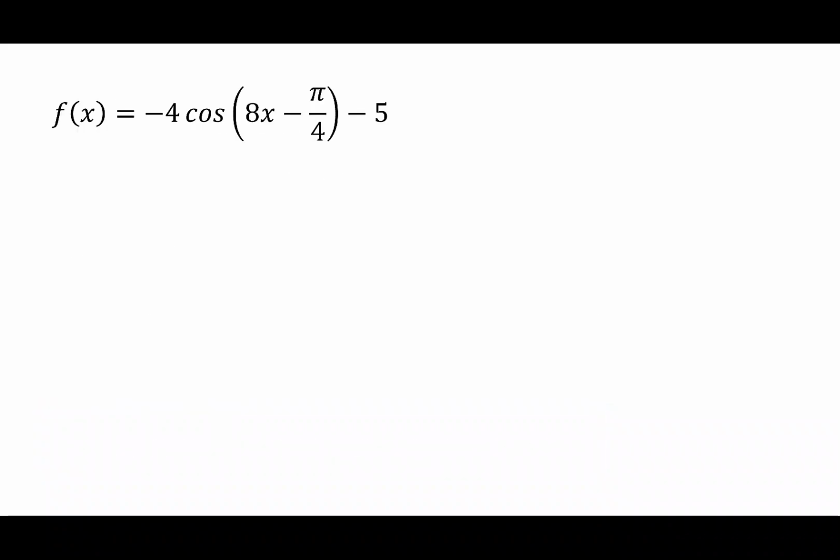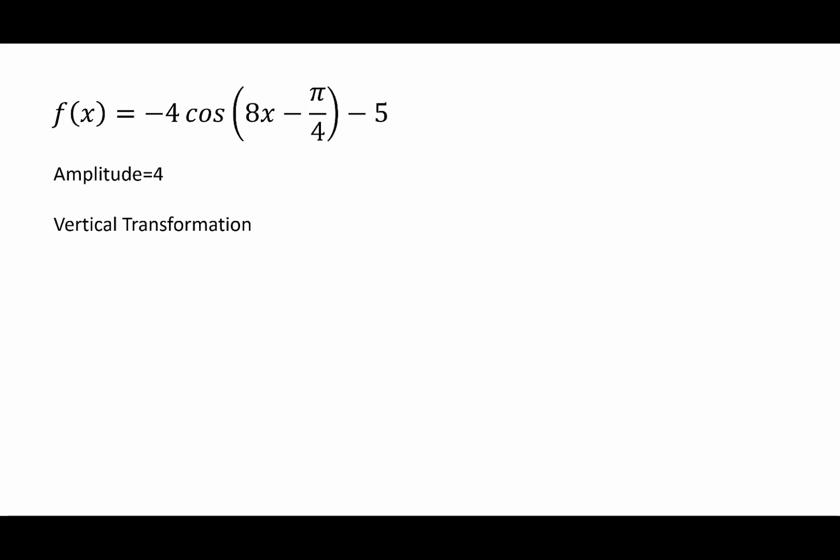We're going to start with f of x is negative 4 times the cosine of 8x minus pi over 4 minus 5, and we're going to identify all the little pieces of the function. I'm going to start with the amplitude. The amplitude is going to be 4. Notice it's a positive 4. The negative shows we have a reflection of the function.